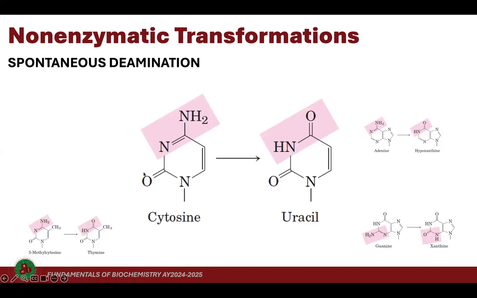By the way, the rate by which cytosine is spontaneously deaminated and becomes uracil is 1 in 10 million. So that would mean 100 spontaneous transformations in 1 day or 24 hours. So the repair mechanism can keep up with that. So it's not something that you need to worry about.